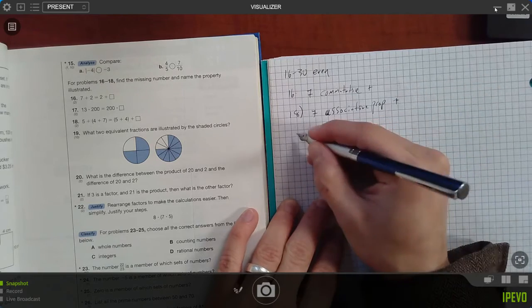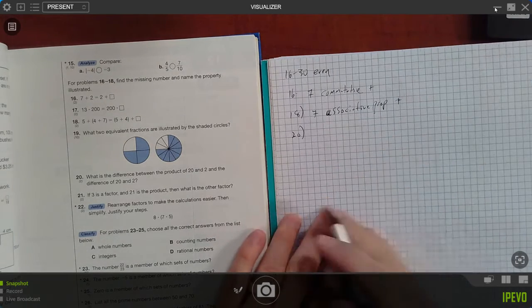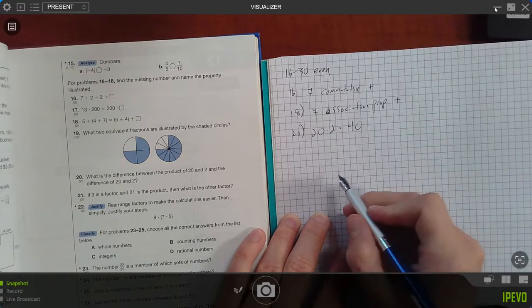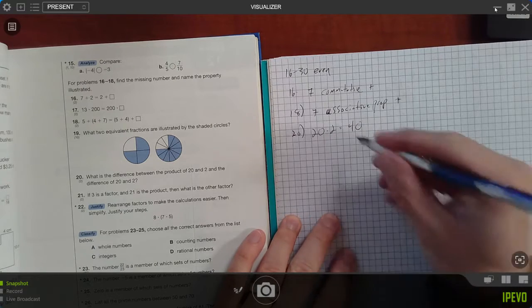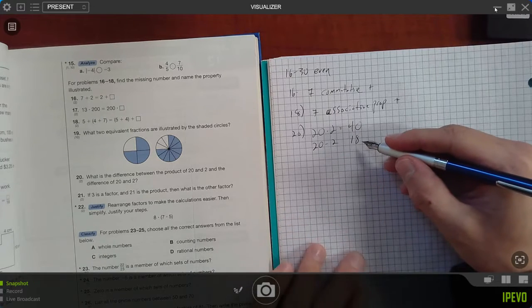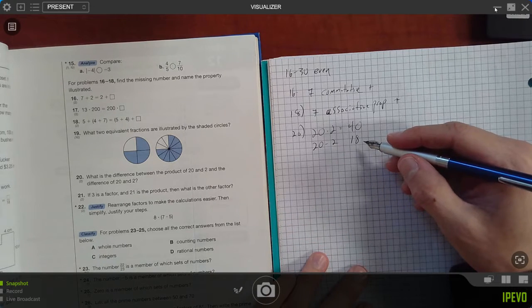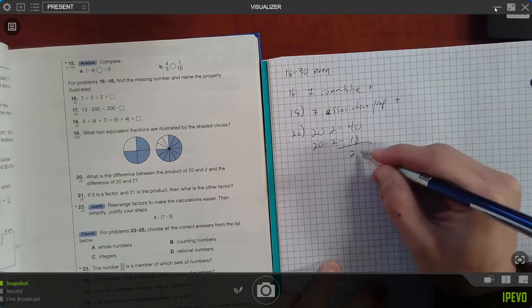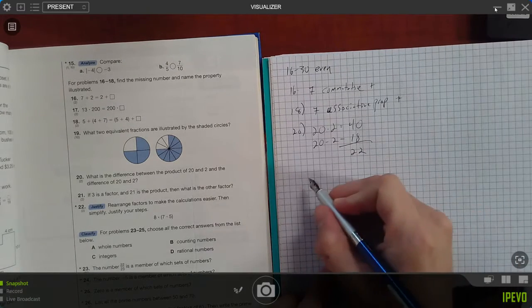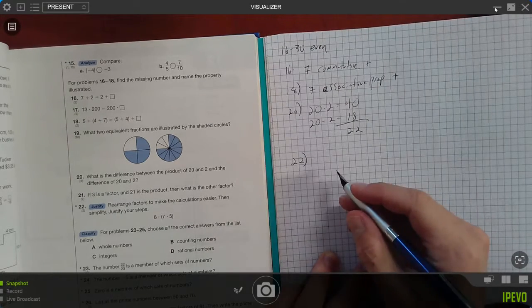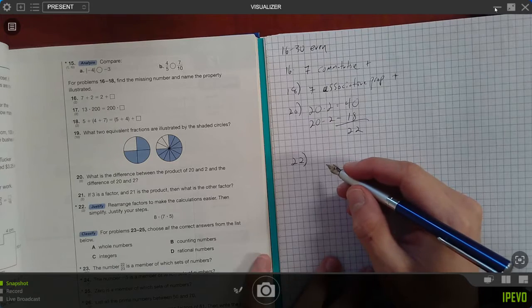Of addition. 20. What's the difference between the product of 20 times 2 and the difference of 20 and 2? So that's 18. 20 minus 2. What is the difference? Oh, subtracting. So 22 is the difference.